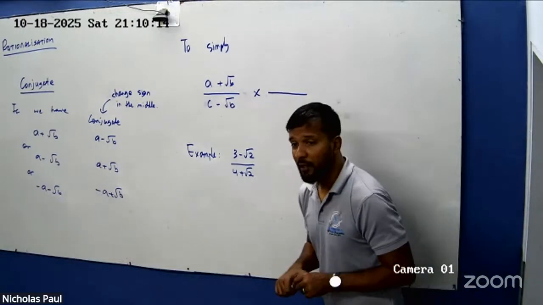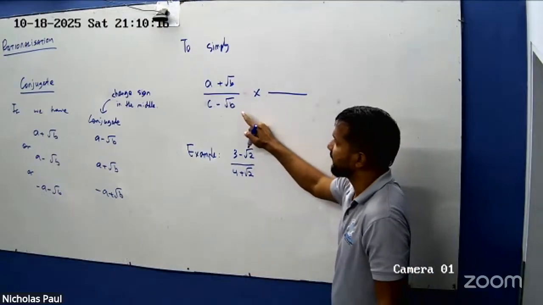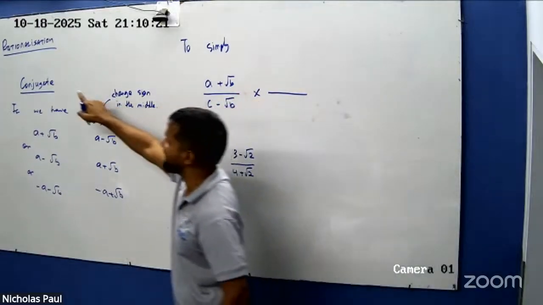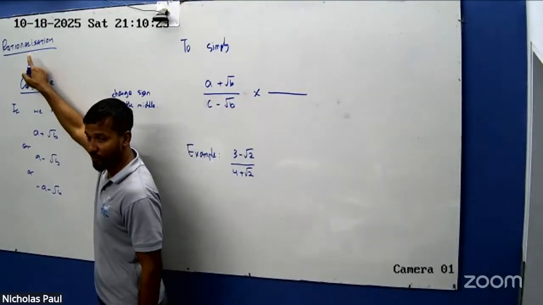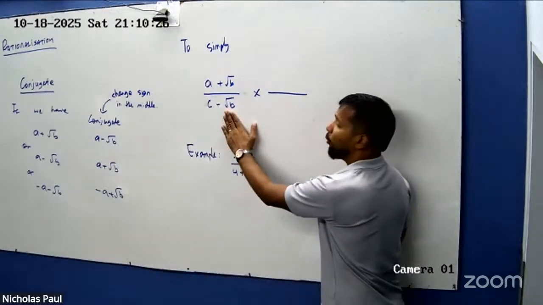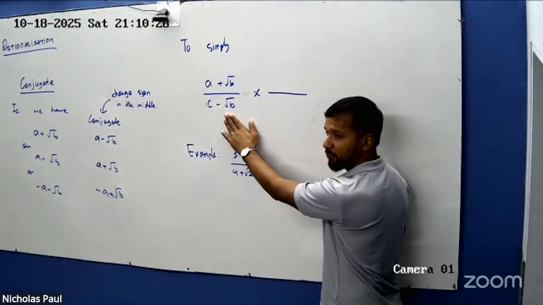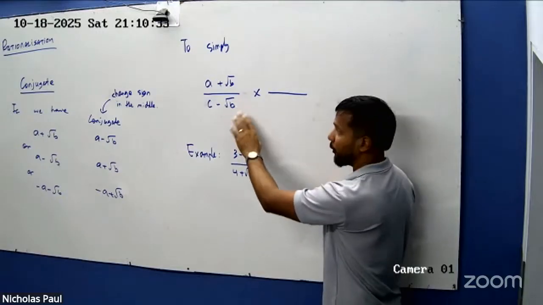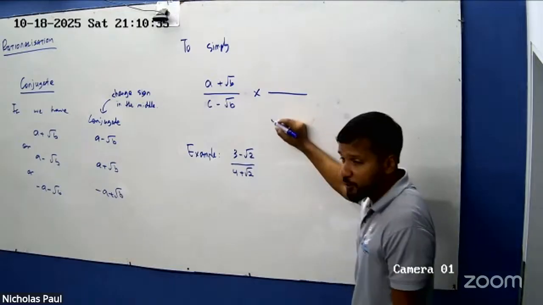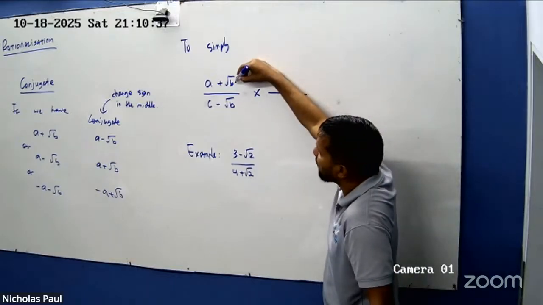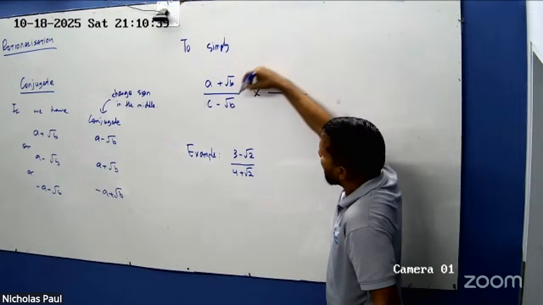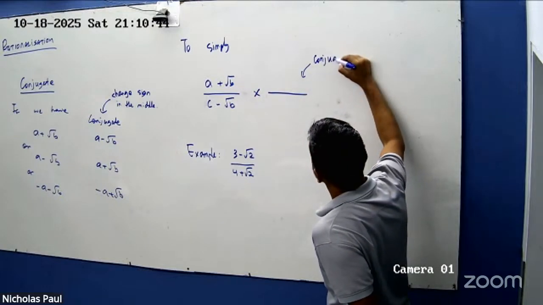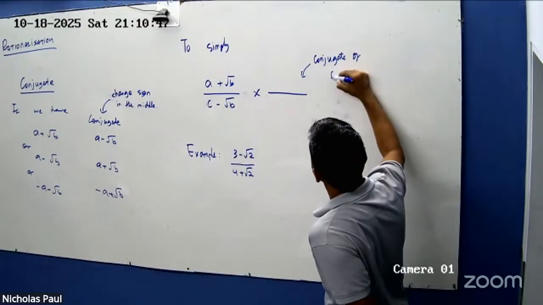Are you ready? So how do we simplify surds? In order to simplify something like this, we have to apply a technique called rationalization. So you see this here? We do not want a surd at the bottom. We want a value, like 4 or 5 or something. We don't want any surd. So what you do is multiply the top and the bottom by the conjugate of the denominator.